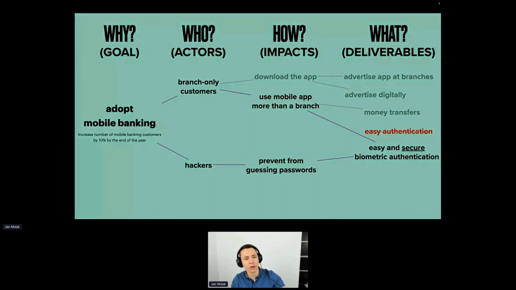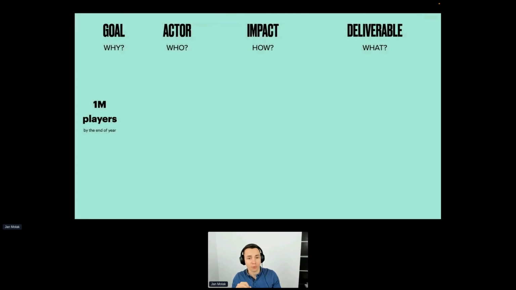So let's now take a look at another example of how impact mapping might be applied. Now, this new impact map in front of us illustrates a milestone of an imaginary online gaming platform. The key business goal for this milestone is to increase the number of active players to 1 million by the end of the year. Now, the map highlights several important groups of actors.